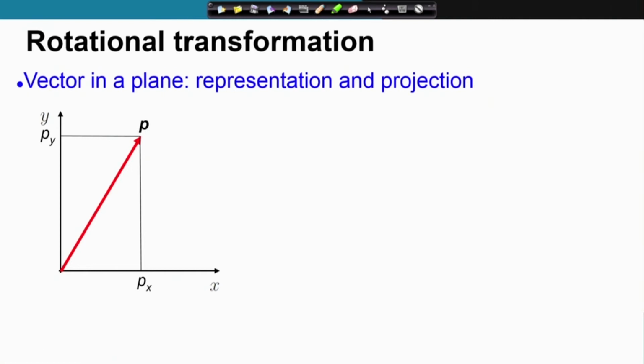So, we will start with discussing the rotational transformation. Let us consider a vector in the plane as I have shown you here. So, this p is a vector in the plane with coordinates p x and p y. Normally we tend to represent this vector p as p x i cap plus p y j cap.